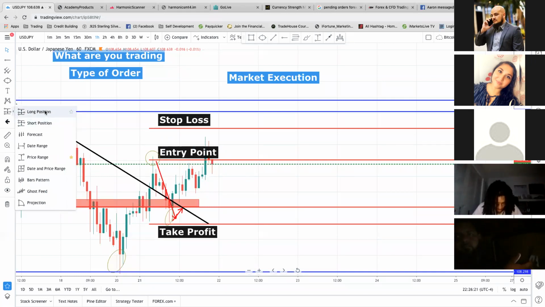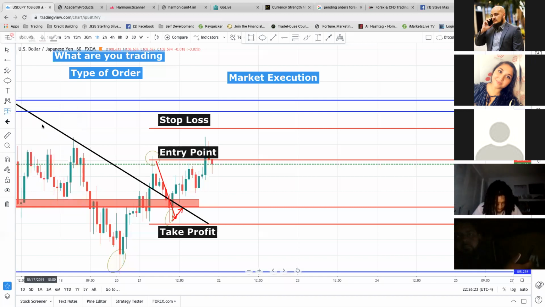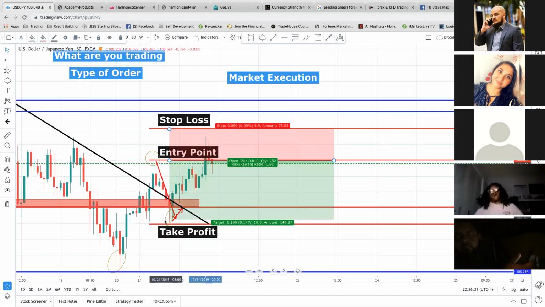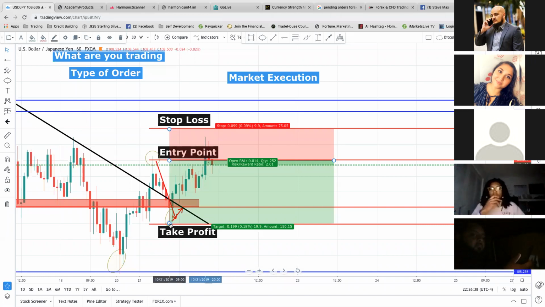Who wants to tell me what the word long means and the word short means? That's not a veteran trader. It means you just started in the last 60 days. Who wants to tell me the difference between long and short? Camilo says long buy, short sell. Great job, Camilo. You got this.